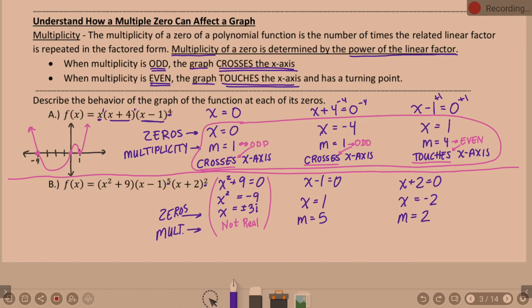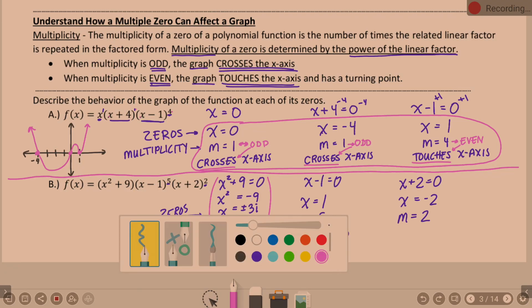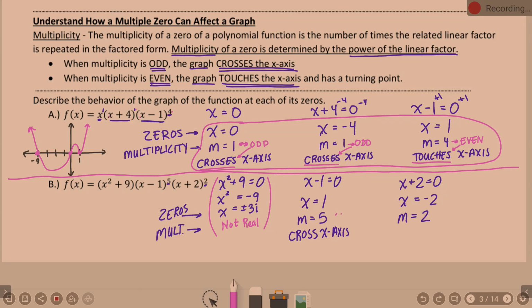Now, what's my graph going to do at each of those points? At x equals 1, what do we know about the multiplicity of 5? 5 is an odd number. And what's my graph going to do at an odd multiplicity? It's going to cross the x-axis. I will say it's still going to cross, but it's going to do something a little bit different just because it's a higher multiplicity. It's going to kind of curve as it crosses, but I'll show that.